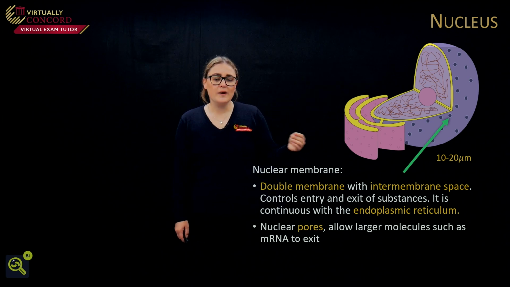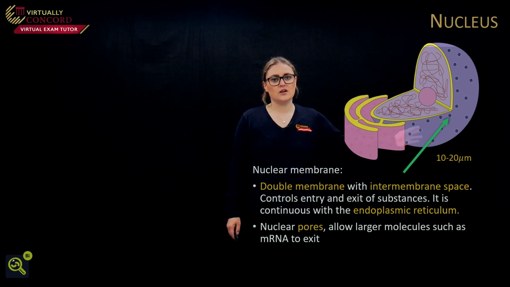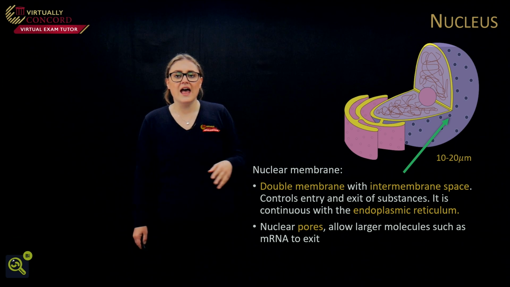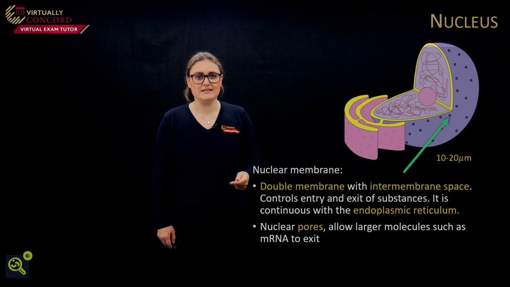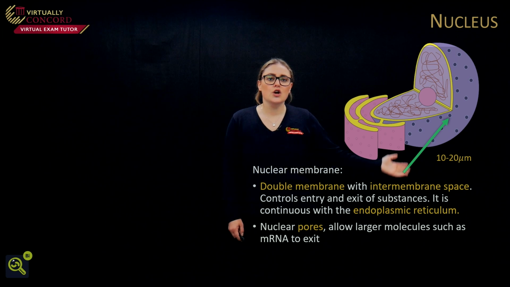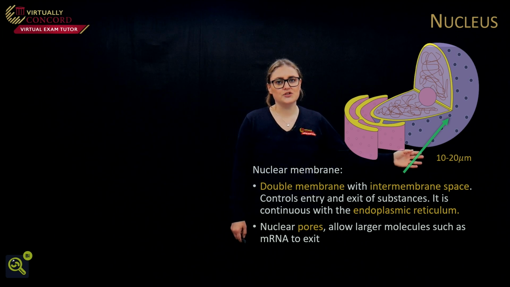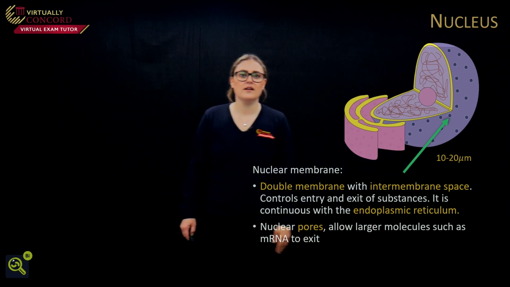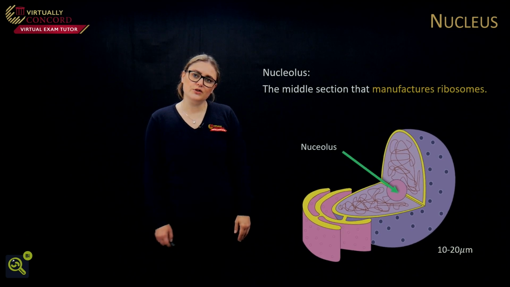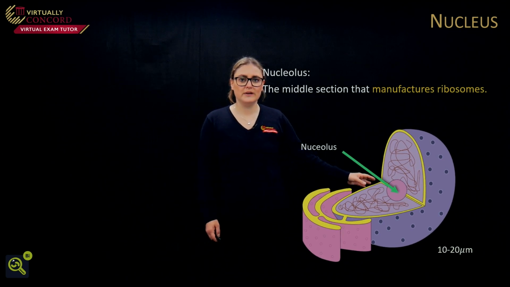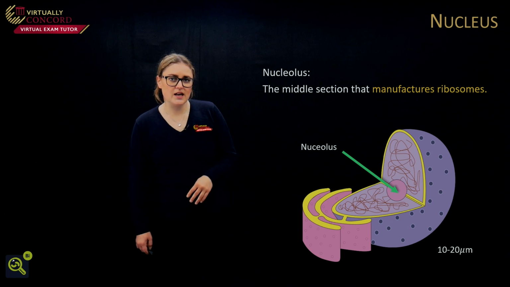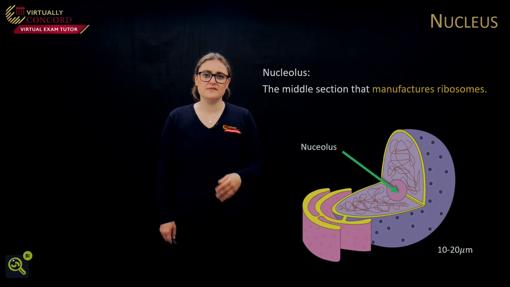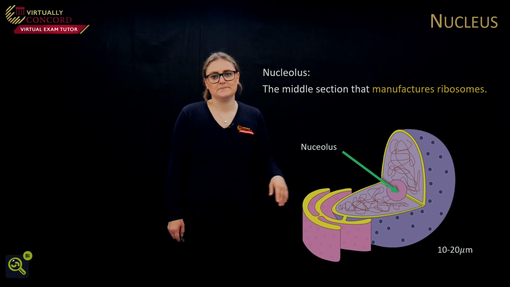The membrane also has nuclear pores, okay? So these little circles here represent those nuclear pores, and they are there to allow larger molecules such as mRNA to exit. In general, your nucleus is about 10 to 20 micrometers in length. Next up, we have the nucleolus, okay? So this is the middle bit of your nucleus, and that's going to manufacture ribosomes, okay? Those ribosomes are needed for protein synthesis, and they're manufactured here.